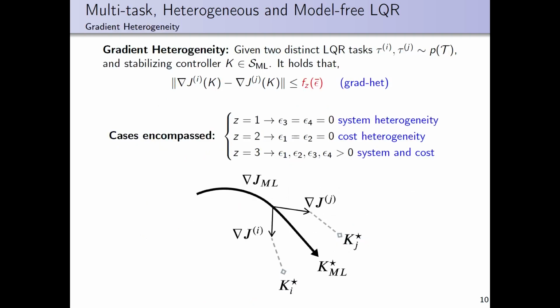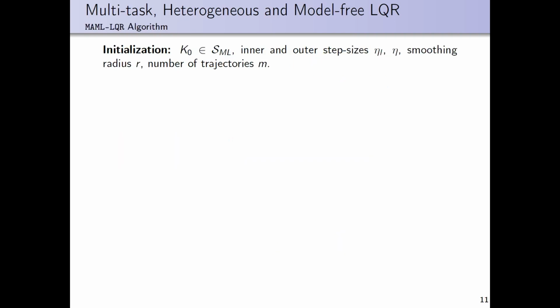And we're going to measure this heterogeneity in our bounds by this result that we provide in our paper: for any two distinct tasks, if we measure the spectral norm difference between two task gradients evaluated at the same stabilizing controller, this is going to be bounded by a function that depends on the heterogeneity level across the tasks. This case encompasses system heterogeneity, cost heterogeneity, and both system and cost heterogeneity. We're going to show later that if this heterogeneity is small, then the MAML controller is close to each task optimal controller.